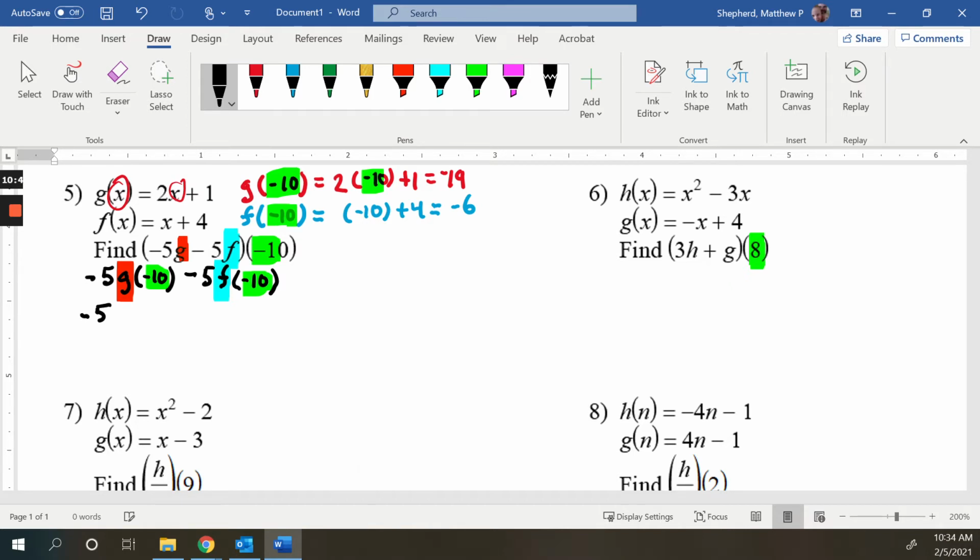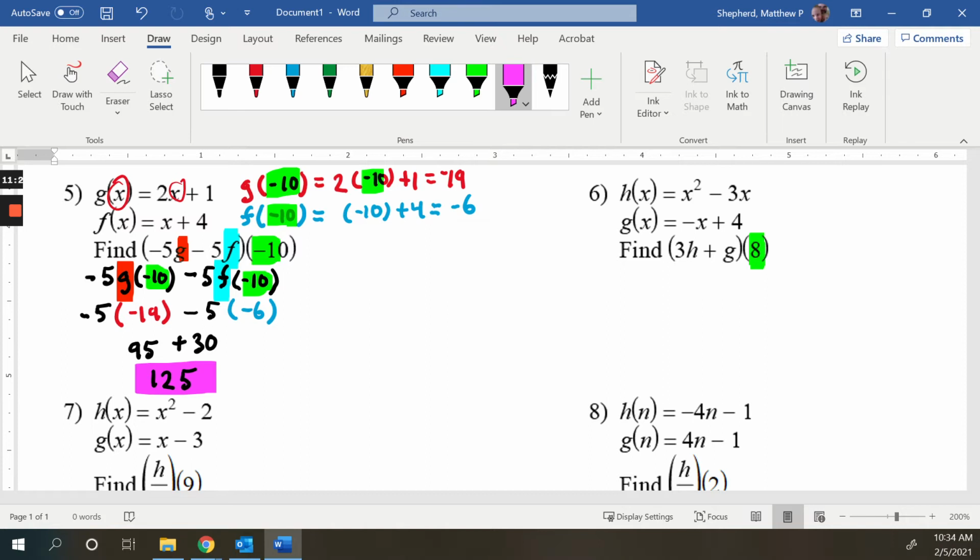So negative 5 times g of negative 10, which was negative 19, minus 5 times f of negative 10, which was negative 6. And I'm just substituting in the values I found in the step above, where I substituted in the negative 10 that they gave me. All right, so negative 5 times negative 19, I get a 95. And then negative 5 times negative 6 would be a positive 30. So we get 125 for our final answer.